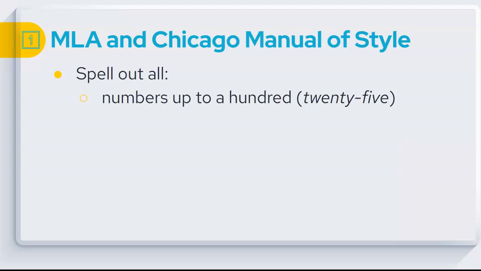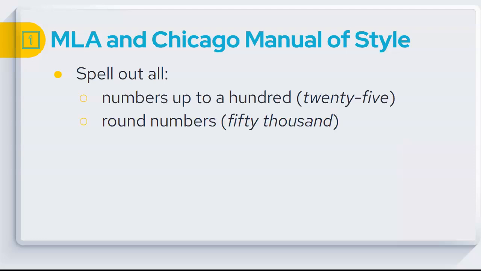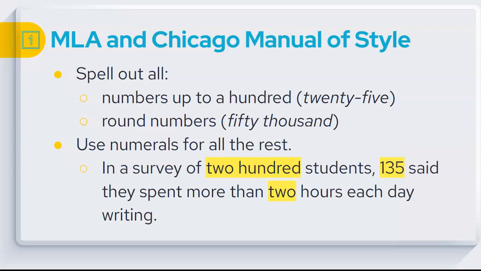MLA, used in the humanities, including English, and the Chicago Manual of Style, which generally governs journalism, recommends spelling out all numbers up to 100 and round numbers like 50,000. They recommend using numerals for all the rest. This example illustrates the MLA Chicago way of formatting numbers.